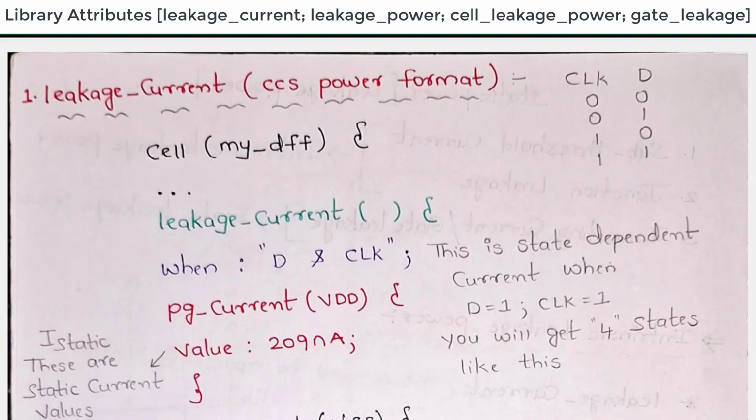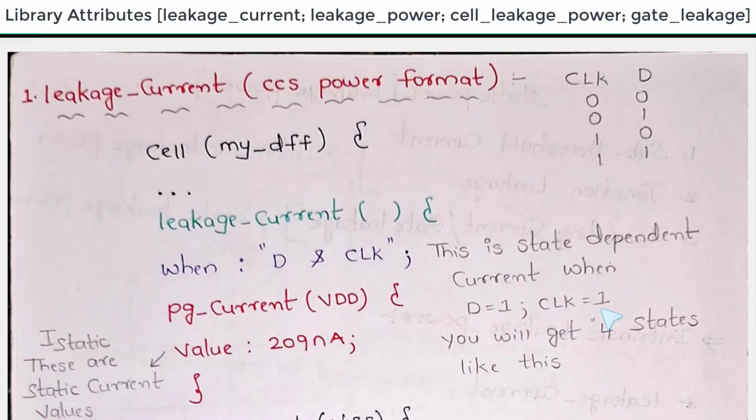So let us see what is leakage current. Leakage current is the attribute that is used in .lib. This is of CCS power format, that is composite current source. You can take the example of this .lib snippet. Suppose the name of the cell is my_d flip-flop, with leakage current and a when condition. Here I am taking two inputs, D and clock. If two variables are there, we get four combinations: 0 0, 0 1, 1 0 and 1 1. For each combination we get a value. So this is state dependent current.